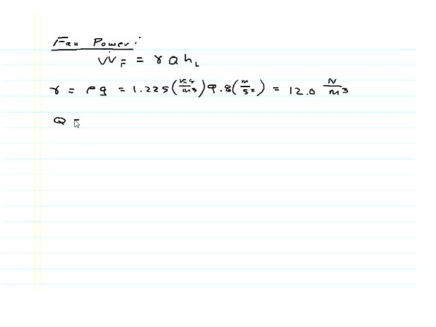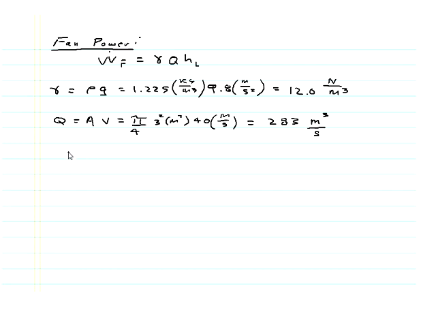The volume flow rate we'll compute from the area and the velocity. The cross-sectional area of the pipes is pi over 4 times the diameter, which is 3 meters, squared, and the velocity is 40 meters per second, and this comes out to be 283 cubic meters per second.